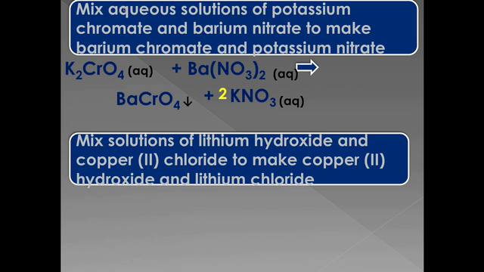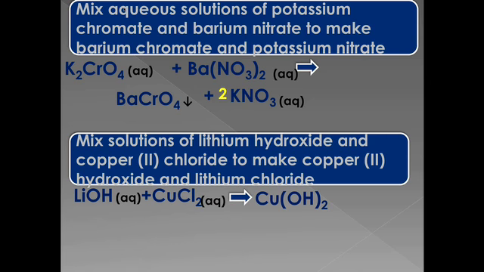Let's look at another one. Mix solutions of lithium hydroxide and copper(II) chloride to make copper(II) hydroxide and lithium chloride. Lithium hydroxide is LiOH. Copper(II) chloride is aqueous because it's a solution, and I'm going to do my crisscross. That's going to make copper(II) hydroxide, and again I do my crisscross, and lithium chloride.